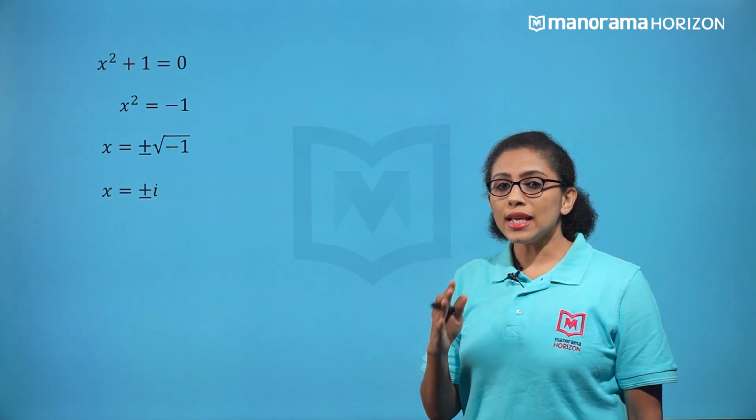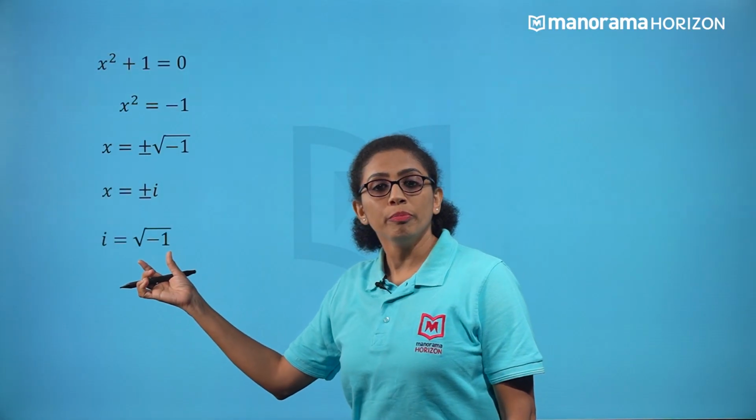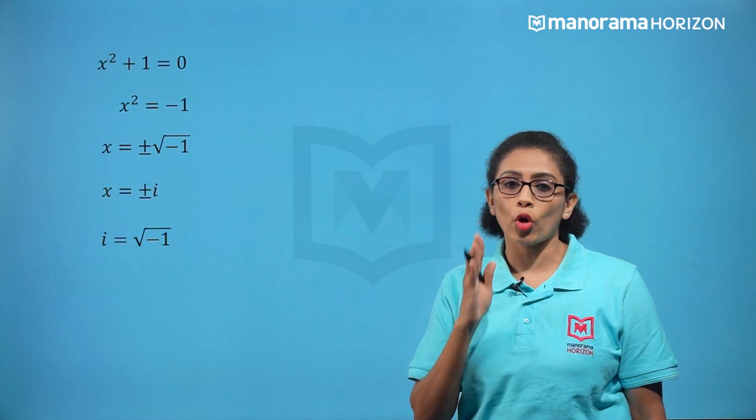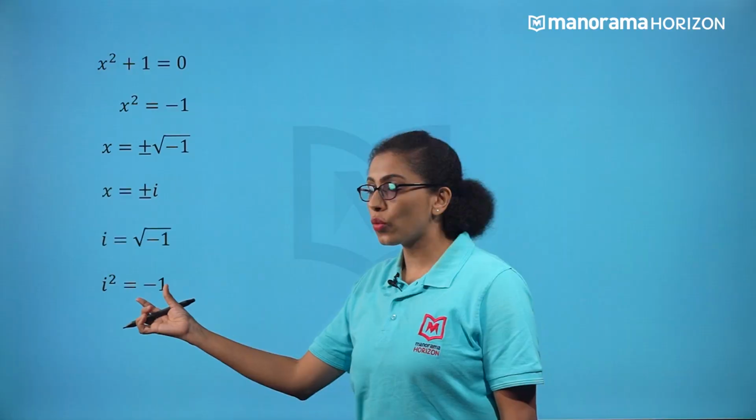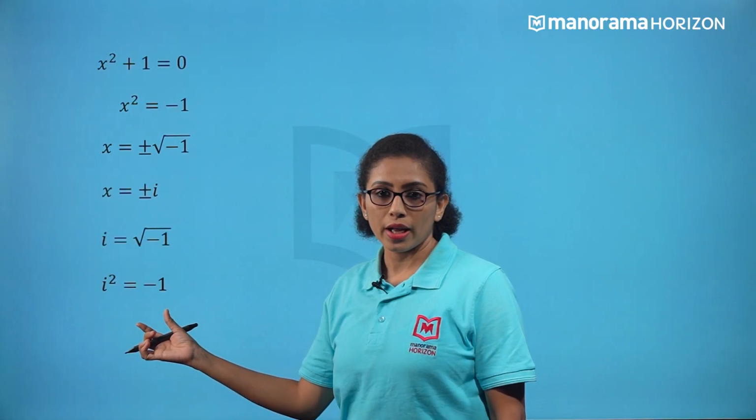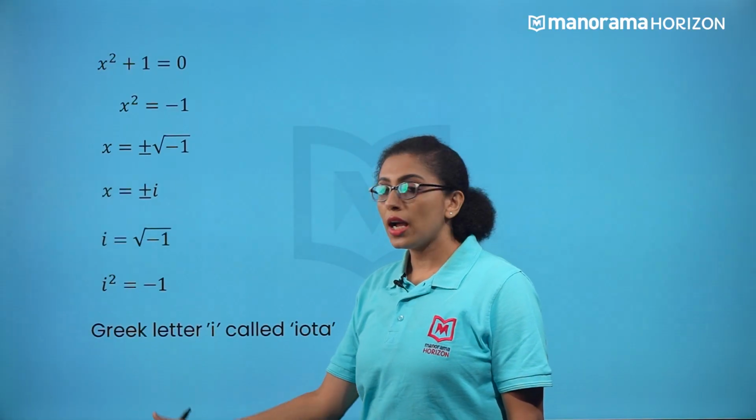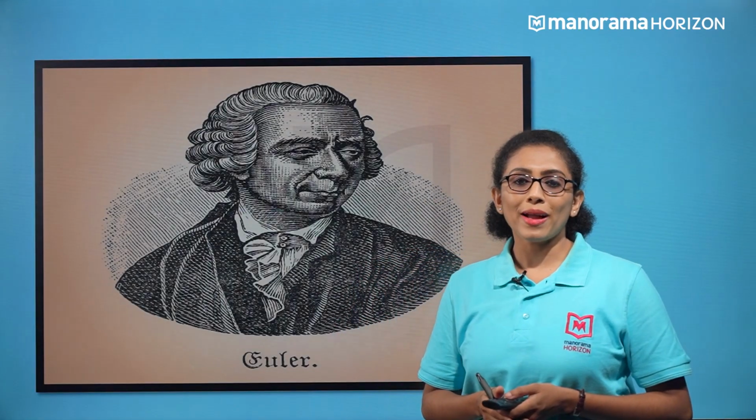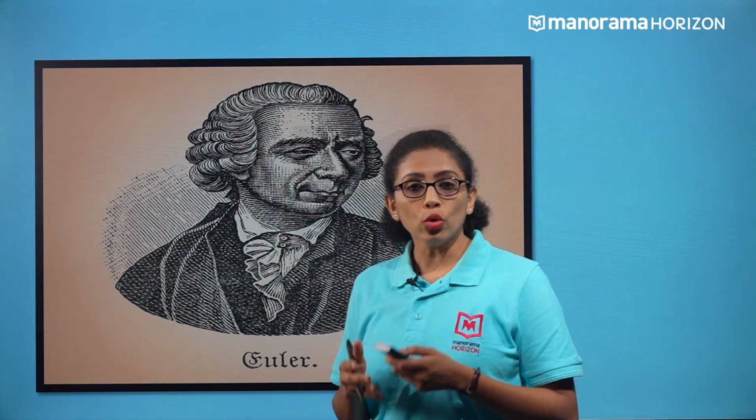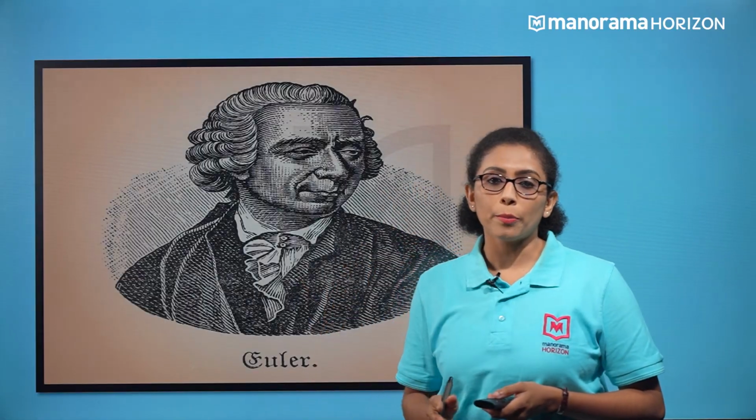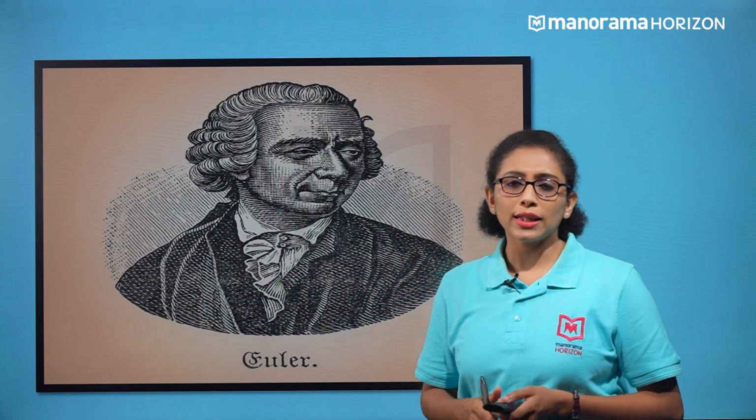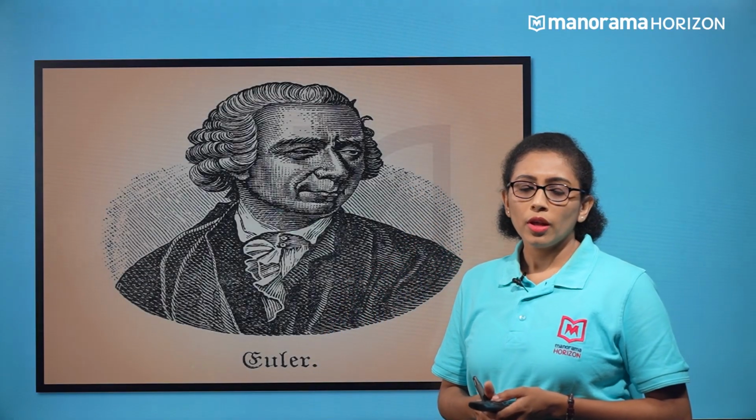So here, i is equal to root of minus 1 and the number is defined to have the following property. That is, i square is equal to minus 1, and this Greek letter i is called iota. The famous mathematician Leonhard Euler proposed this new number called i such that i square is equal to minus 1. Then how to calculate the powers of i? Let's see it.